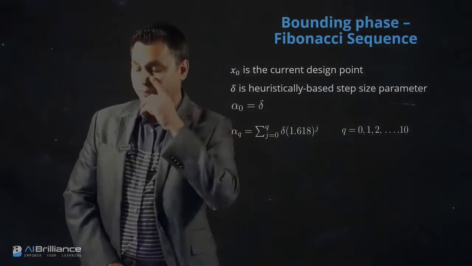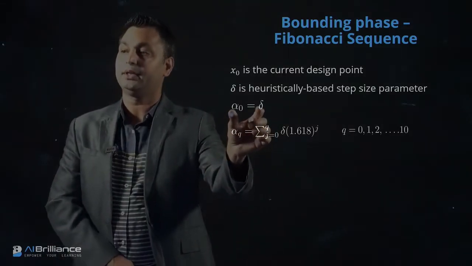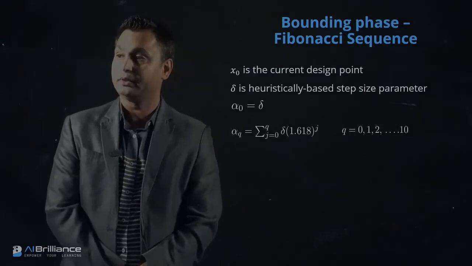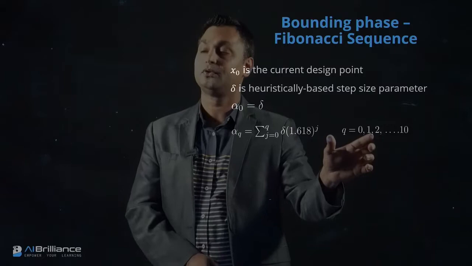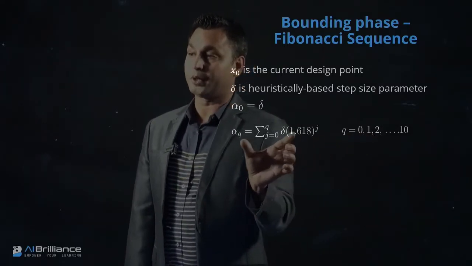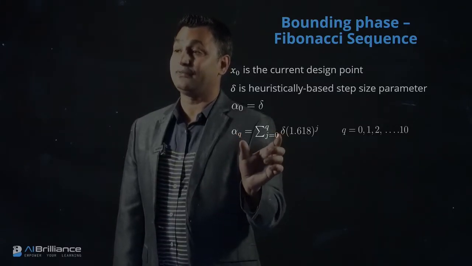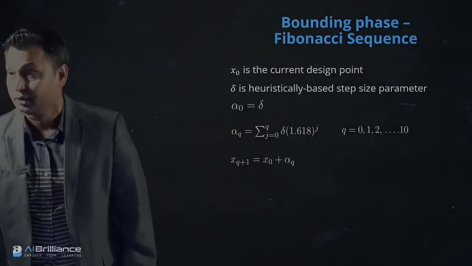So, typical things that you will do is you will start with alpha 0 equal to delta, but then you will compute what is known as alpha q, and this q is essentially the iteration index, right? So, depending upon, you will begin with q equal to 0, then q equal to 1, you will compute the alpha based upon this equation, and that alpha is going to be multiplied by delta, and that is going to help you determine the sequence.